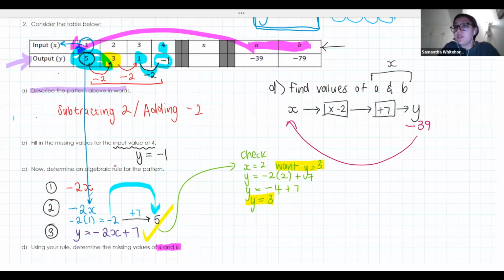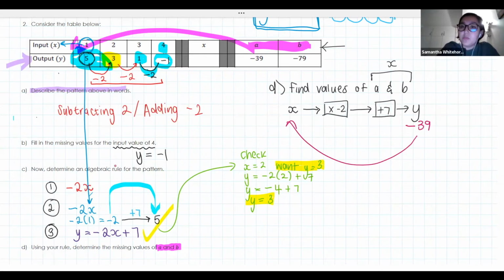Now I'm going to use the flow diagram to help us with A, but I'll show you another way that we can find our input value with B. So there's two ways to do it. I'm going to show you one way with A. I'm going to show you another way with B. You can do it however you want.